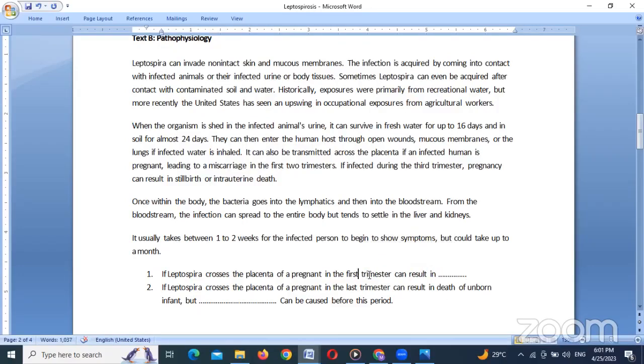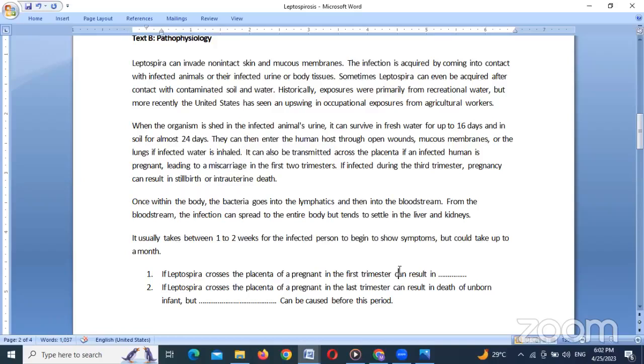So what is the answer to the first question? If leptospira crosses the placenta of a pregnant woman in the first trimester, it can result in, what is the answer? Miscarriage. Miscarriage is very easy, okay? If it is transmitted across the placenta and infects a pregnant human, it leads to a miscarriage in the first two trimesters. Both of them can result in miscarriage, okay?